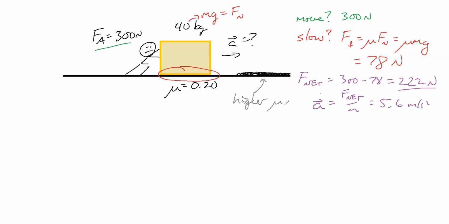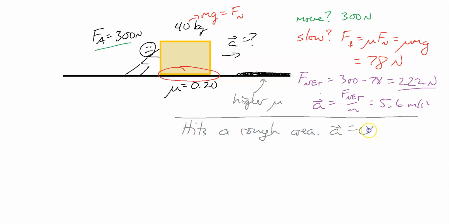Okay, so let's take the exact same setup, whatever you want to call it. Let's say this guy hits a really, really rough area, and the acceleration goes to 0. So it's not accelerating at all, just constant speed. What's the new coefficient of friction that is over there? Now this actually brings up a special type of situation where we don't have any acceleration.